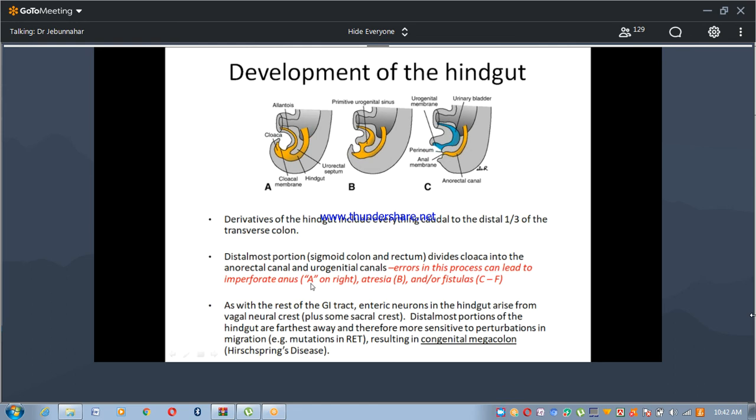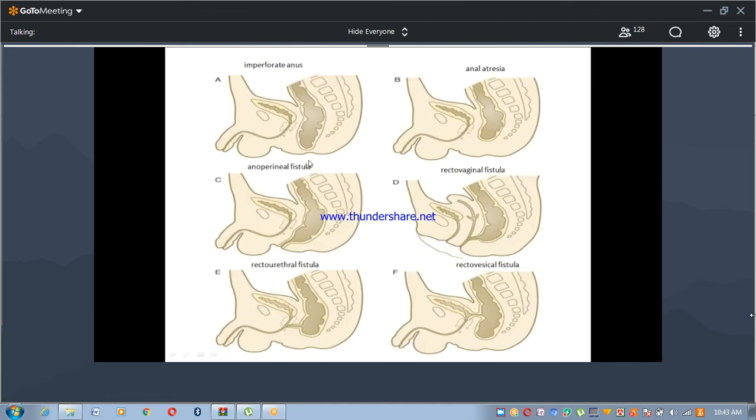In this development, if any error occurs, it can lead to imperforate anus, atresia, and fistula, which we mentioned earlier. As with the rest of the GIT, enteric neurons in the hindgut arise from vagal neural crest, plus some sacral crest. The distalmost portions of the hindgut are furthest away and therefore more sensitive to perturbations in migration, that is, mutations in the RET gene, resulting in congenital megacolon or Hirschsprung disease, already mentioned.